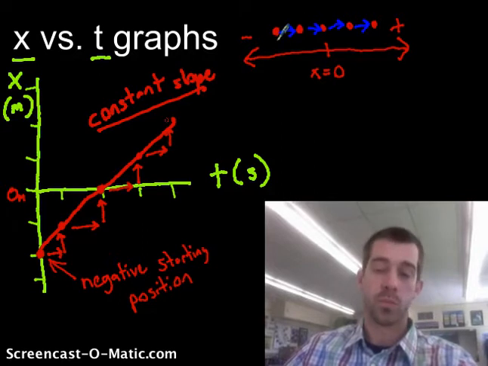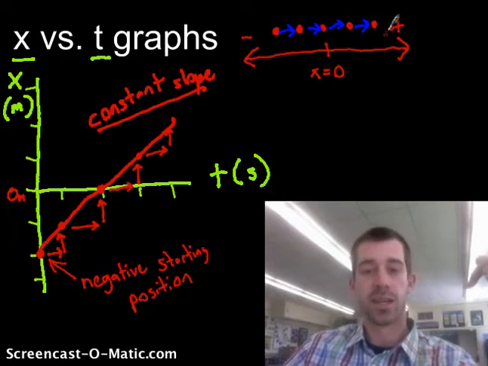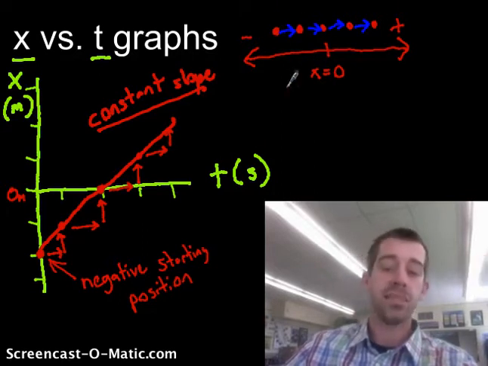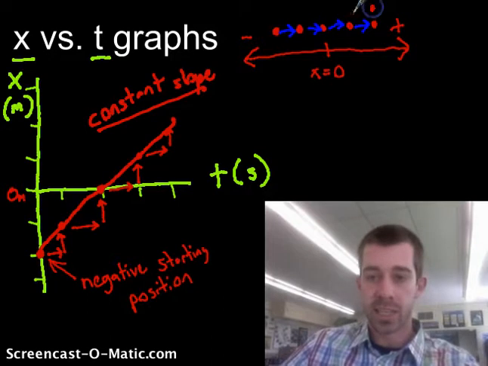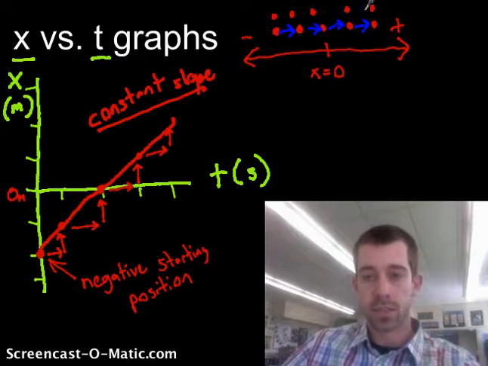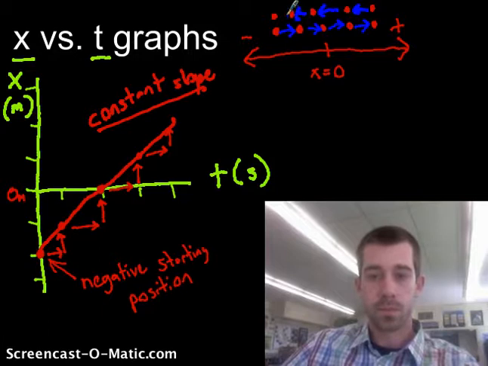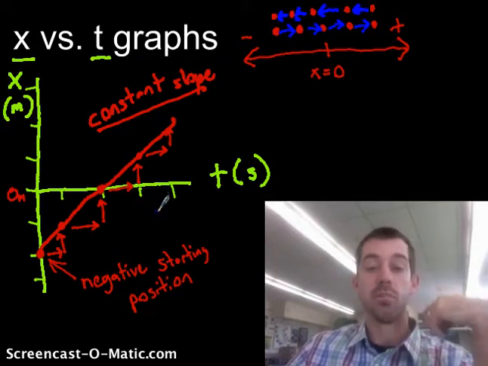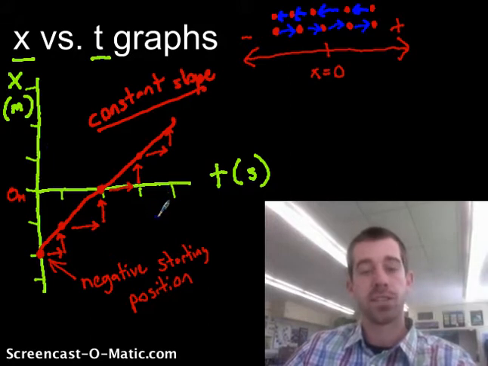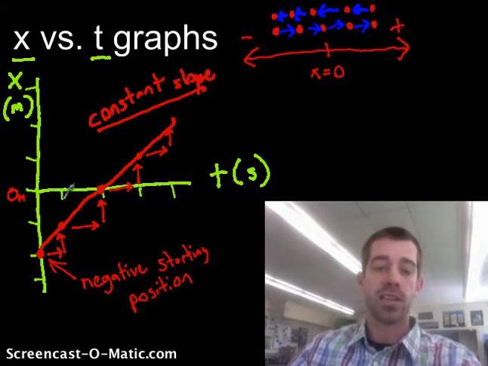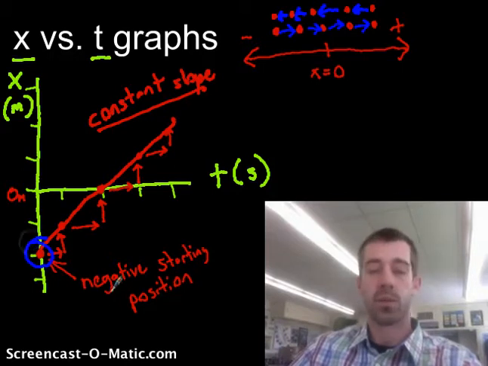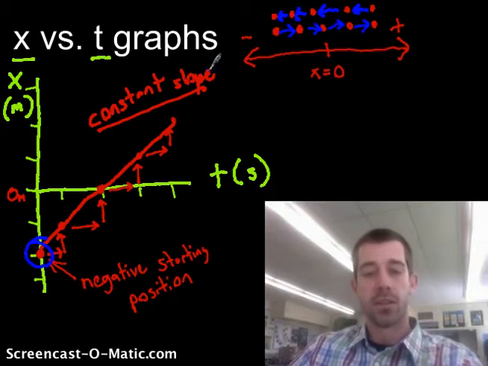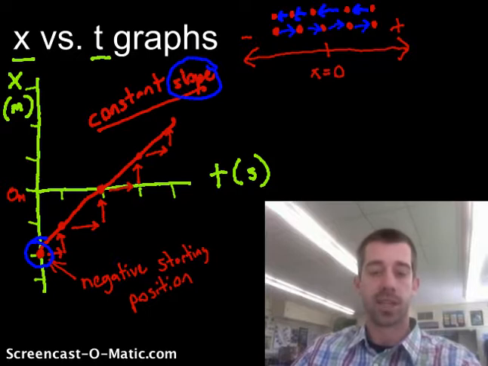If it's a positive slope, that means we're moving in the positive direction, like this example right here. If it was a negative slope, that would indicate that we're moving in the negative direction. So we're going the other way, like the example I'm drawing right now. So this would be a negative slope. If the slope's 0, your line's just perfectly horizontal, that means you're not moving at all. Okay, so the two things we want to pay attention to on every position versus time graph is the starting position, what we also call the y-intercept, and the slope, because the slope tells us the velocity.